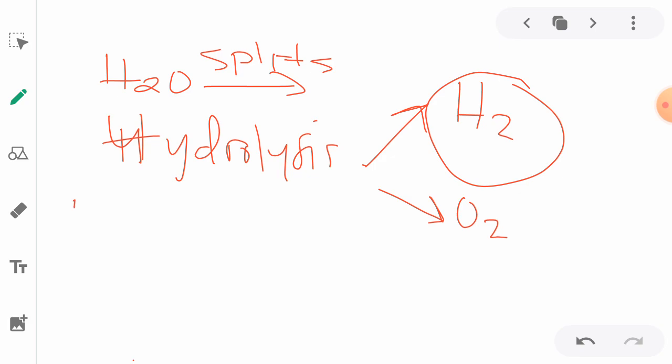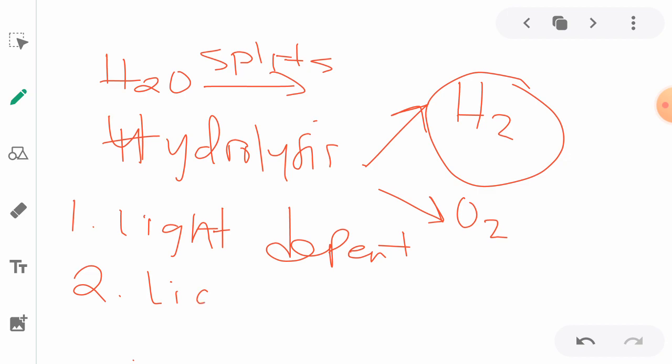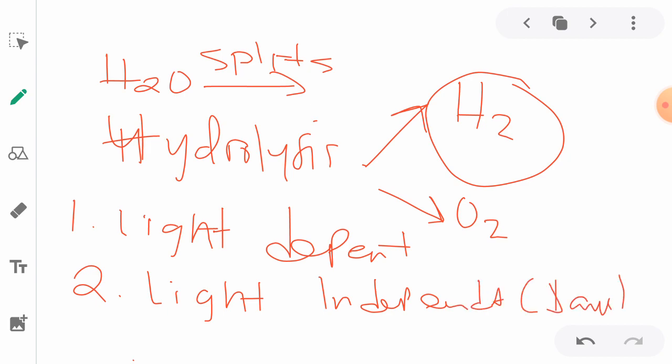You need to know that there are two types of photosynthesis. Let's say light dependent, that depends on light, and we have light independent. This is also known as a dark reaction of photosynthesis. So light dependent, this one requires light for it to occur, but light independent does not need light. So one is also called the dark reaction of photosynthesis.